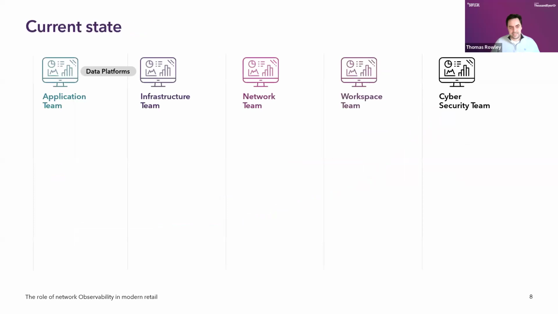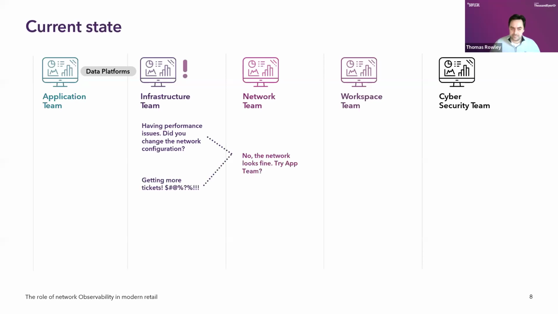So let's see how that plays out today. Here we've got 5 teams. Your teams might have different names. Let's start with this infrastructure team. They've got an alert. They're starting to have performance issues. The first people they're going to is the network. Have we changed the network configuration? Network team? No. Network looks fine. Have you tried the application team? In the meantime, the infrastructure team is getting more and more tickets. Application team: we updated the point of sale app last week.